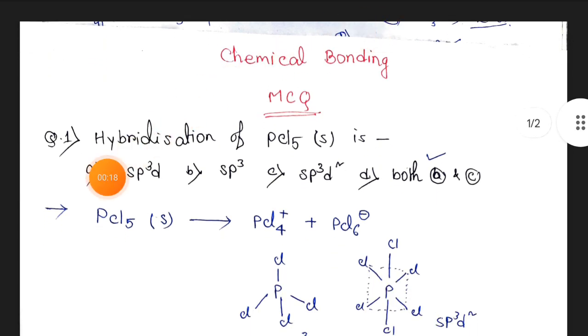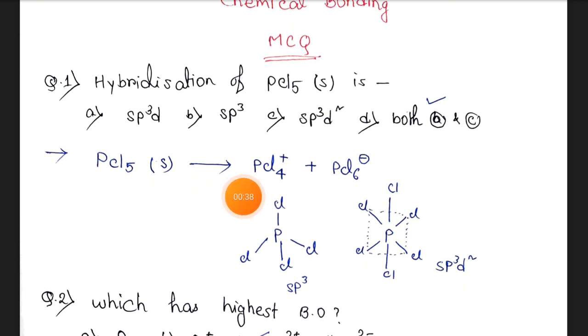Let's see the questions. First question: hybridization of PCl5 solid. Here are the options: sp3d, sp3, sp3d2, and in option D, both sp3 and sp3d2. For PCl5 solid, it exists as PCl4+ and PCl6-. PCl4+ is sp3 hybridization, and PCl6- is sp3d2 hybridization. So the correct option here is option D.